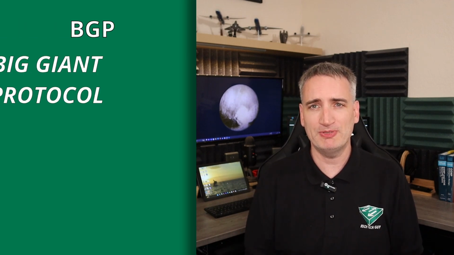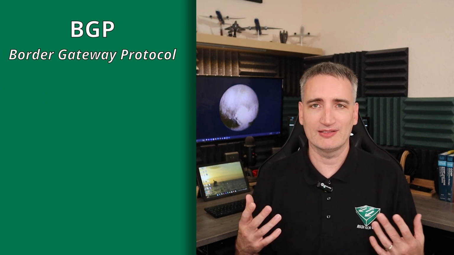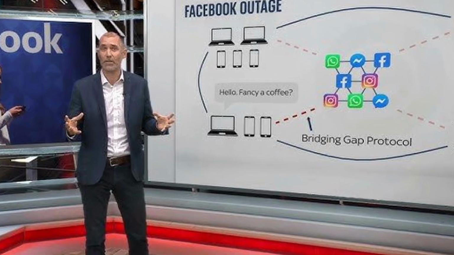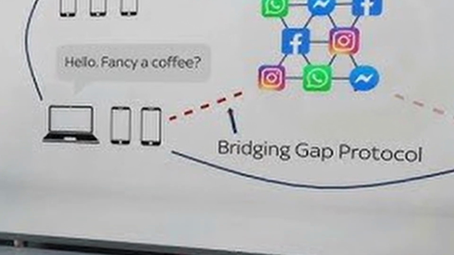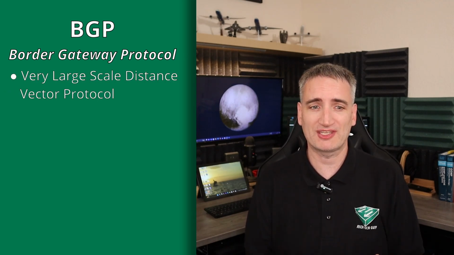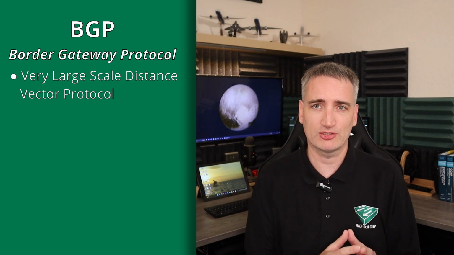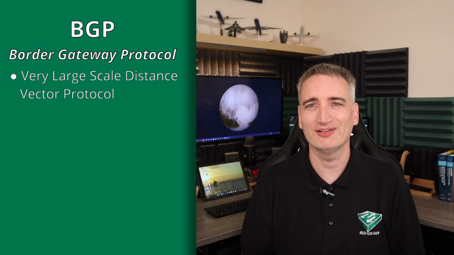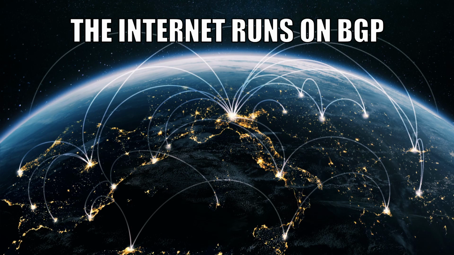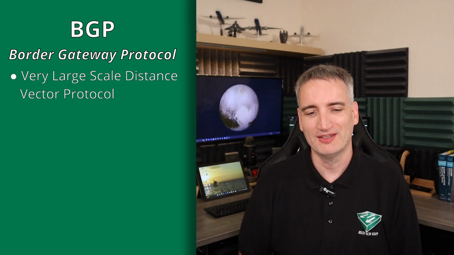And the last routing protocol I'm going to go over here is BGP. Now, BGP stands for Border Gateway Protocol. It does not stand for Bridging Gap Protocol, despite what the media says. So BGP is a very large-scale distance vector routing protocol. And you might be wondering, how large? Well, the internet runs on BGP.